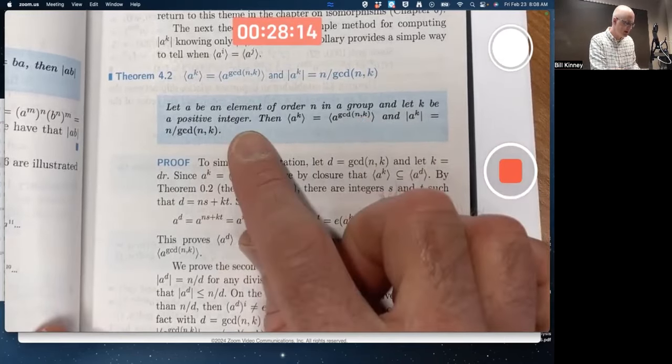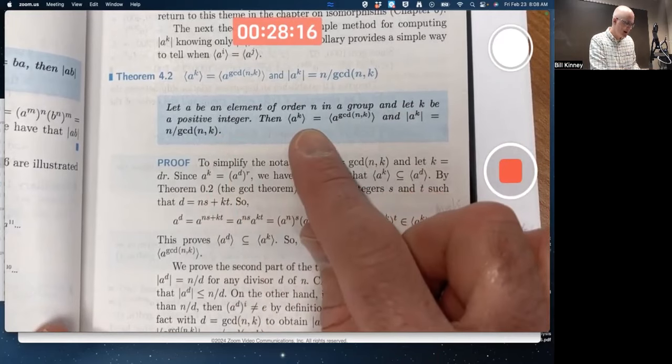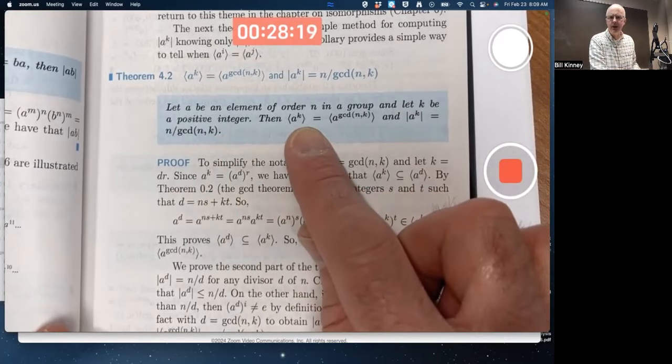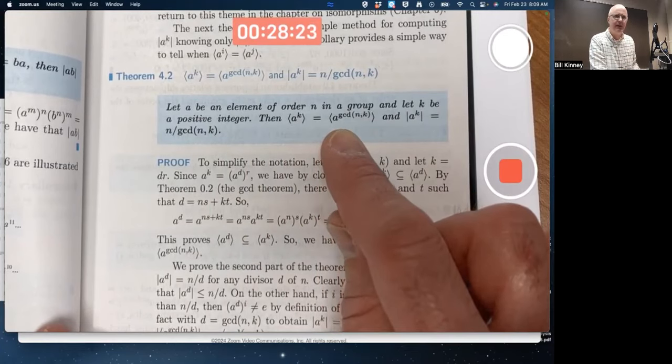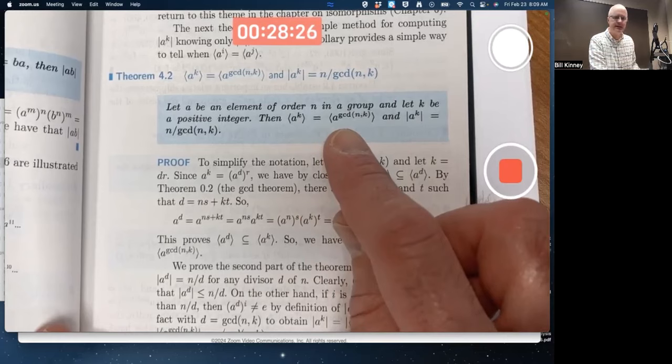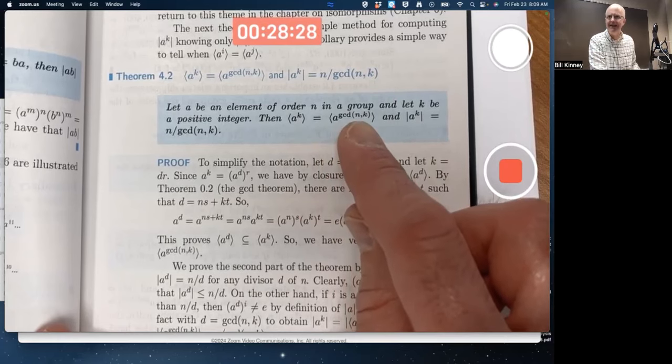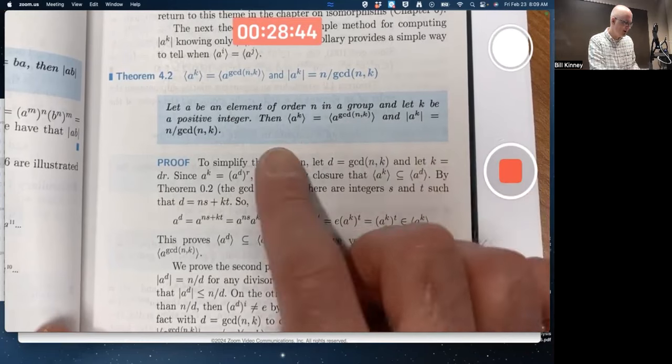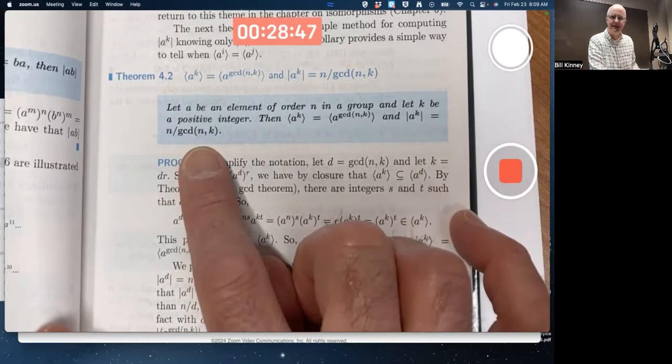Let k be a positive integer. Then the cyclic subgroup generated by a to the k is the same as the cyclic subgroup generated by a to the GCD of n and k. Kind of confusing looking at this equation. If you think about examples, it definitely helps a lot. I won't take the time here, but you should, if you haven't done so yet outside of class. And the order of a to the k turns out to be n divided by the GCD.